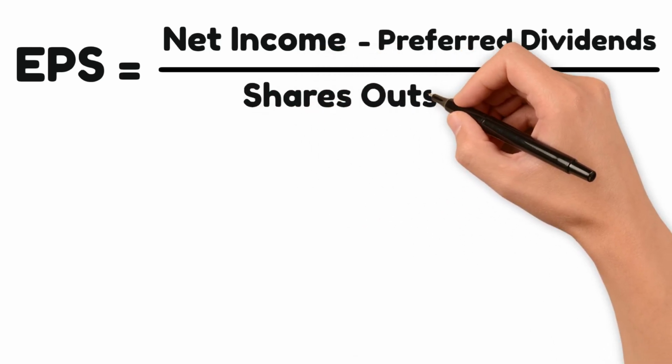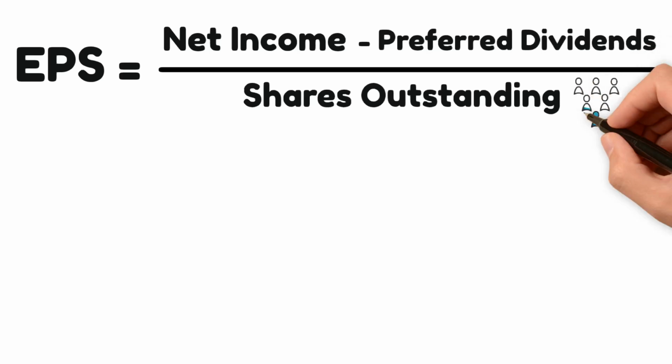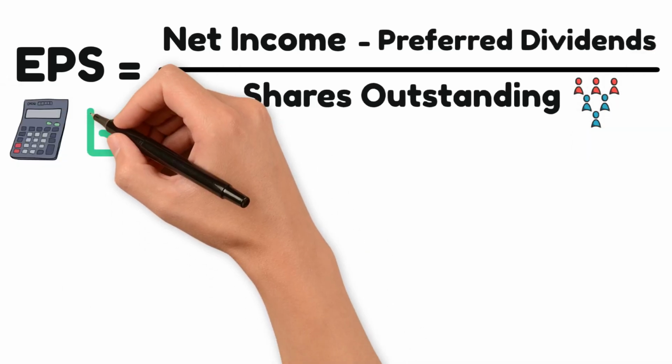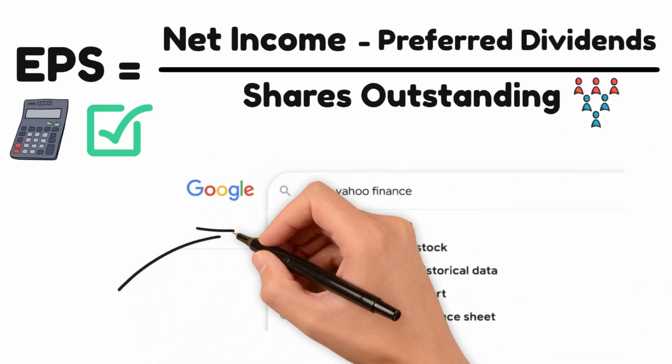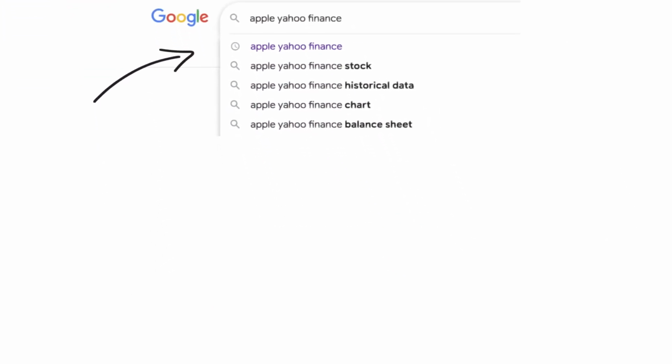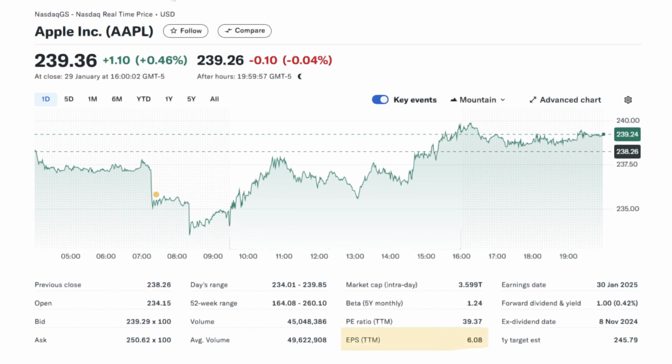All of this is divided by the shares outstanding, which is the total number of common shares available in the market for that specific stock. Now that we know the formula, let's quickly show you how to find EPS on Yahoo Finance. You will type the name of the stock and Yahoo Finance on the internet. Then, over here, you will see the EPS.